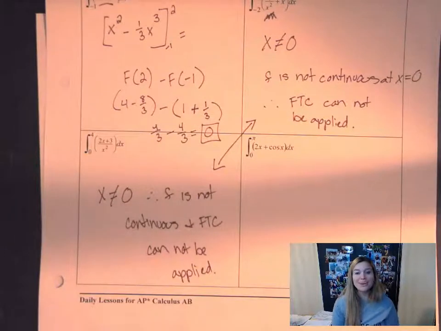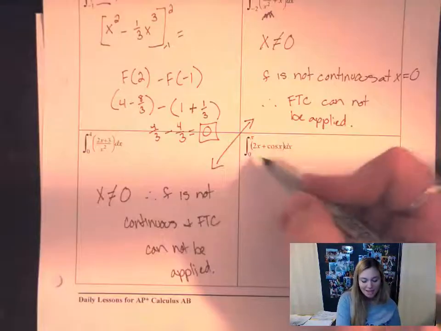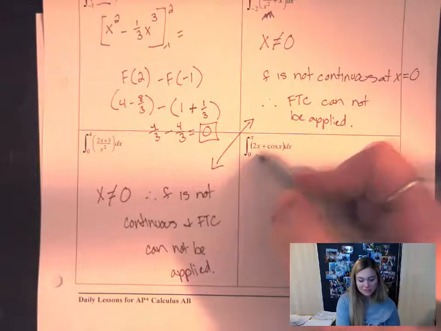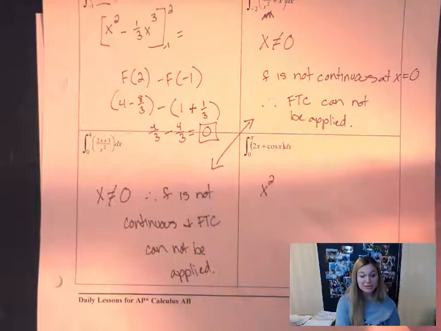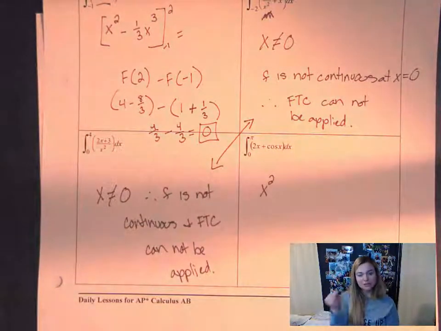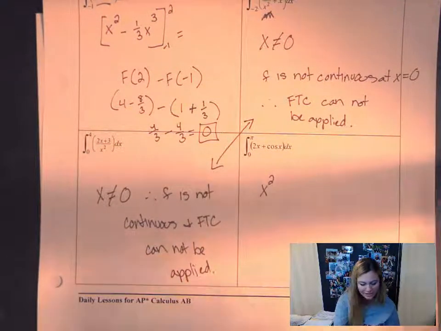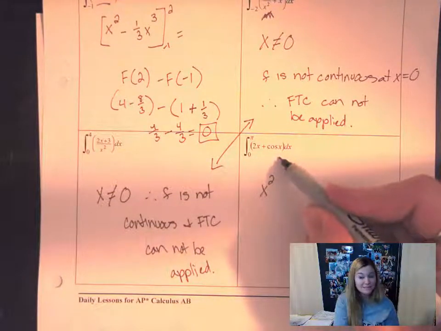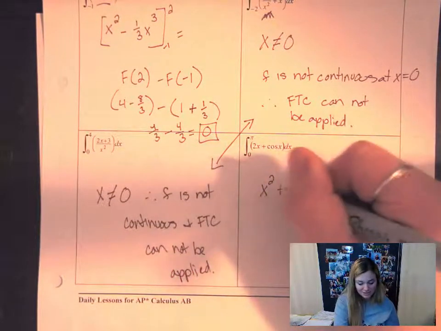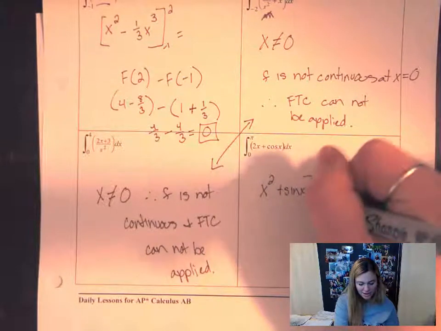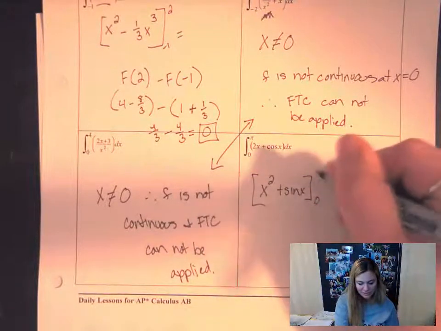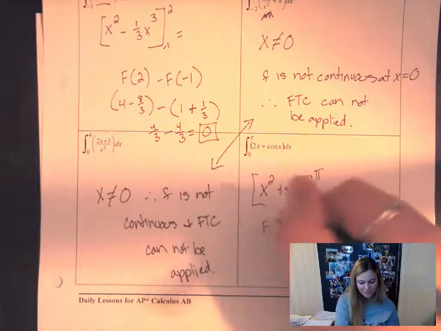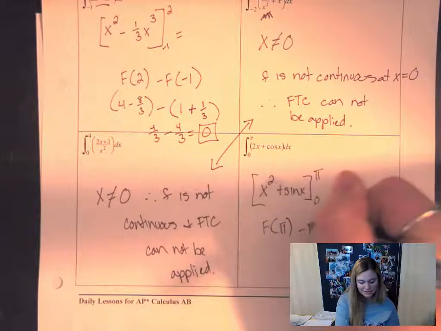Okay, one more. I know you're like, wait, I get to do this with trig too? I do. Find the antiderivative of 2x. Get x squared. This is a continuous function. Cosine and sine curves are all nice and periodic. So we get x squared. The antiderivative of cosine is sine of x. I'm still evaluating from 0 to pi. I'm finding f of pi minus f of 0.